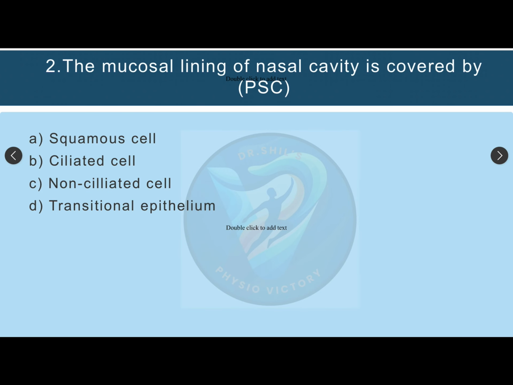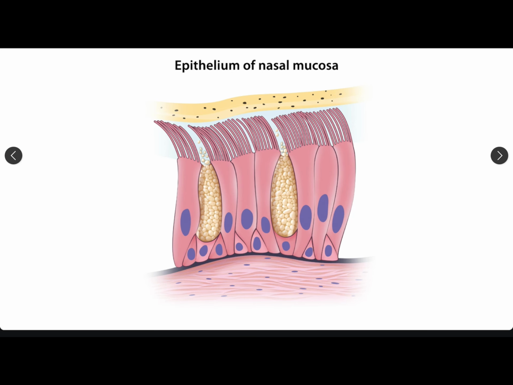Next question. The mucosal lining of nasal cavity is covered by option A, squamous cell, option B, ciliated cell, option C, non-ciliated cell, and option D, transitional epithelium. So the correct answer is option B, ciliated cells. So this is the image of epithelium of nasal mucosa. This is basically the ciliated structures.